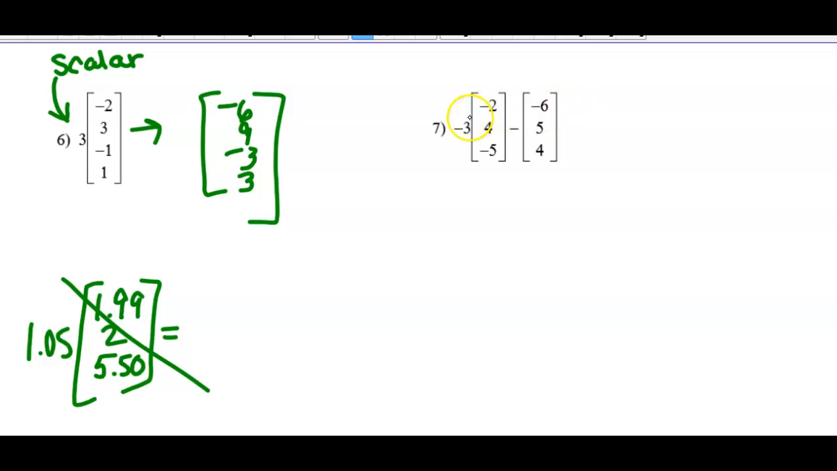This one, these are the same size, so you would first multiply everything here by -3.